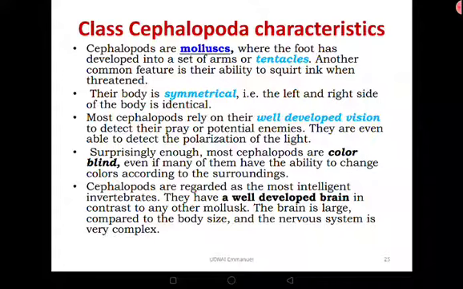Imagine yourself being able to change colors, but you cannot detect the colors you have changed. That is surprising. But these members, like the octopus, can change colors. Some species of the octopus can change colors depending on where they are located, to camouflage or to mimic the environment so that they cannot be identified by the predators or even the prey.